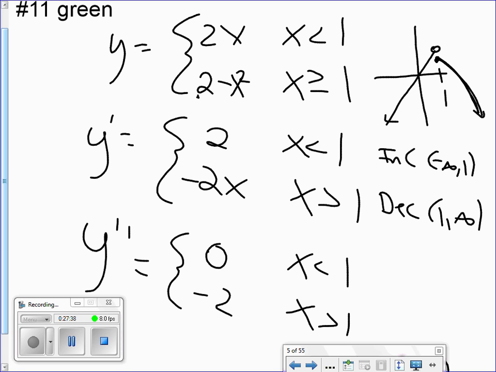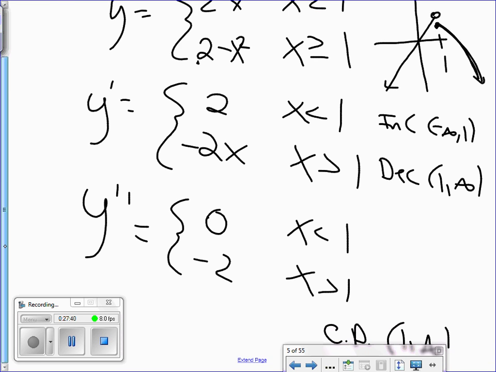Now, we've got to get the second derivative, because it asks us about concavity. So you take the derivative of 2, which is 0. So the second derivative is 0 when x is less than 1, and it's -2 when x is greater than 1. As far as where it is concave up, this second derivative is never positive, so it's never going to be concave up. Where is it concave down? Well, the second derivative is negative when x is greater than 1.